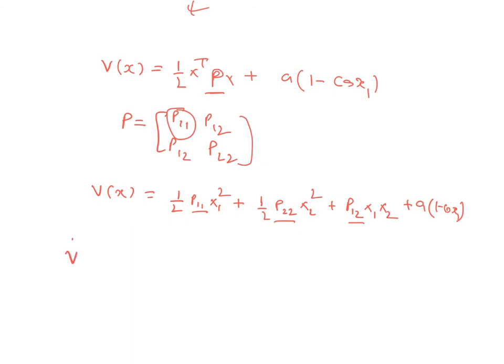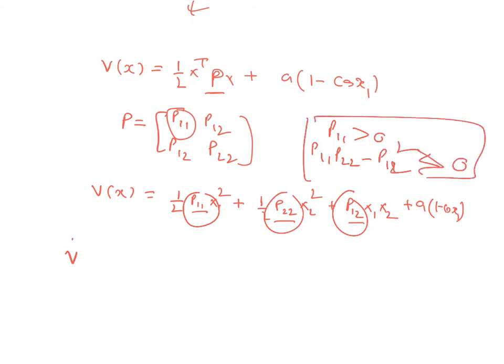You can verify that this is positive definite if these numbers are chosen in a certain way, such that P11 is greater than 0 and the determinant, which is P11 P22 minus P12 squared, is also greater than 0. If these two conditions are satisfied, this is a positive definite matrix, and we know that x transpose P x, if P is positive definite, is always positive except at x equals 0. Okay, so our V dot of x can be written as, I'll just write it quickly.